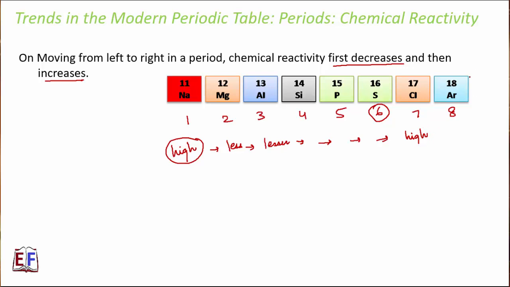What happened to argon? Argon doesn't react at all. So it is completely unreactive. Why? Because it has a fully filled outermost shell. So it is already in that stable state. It doesn't want to lose electron. It doesn't want to gain electron. Therefore, it doesn't react at all. So forget about the last group 18. But other than that, we see that the reactivity first decreases and then increases again.